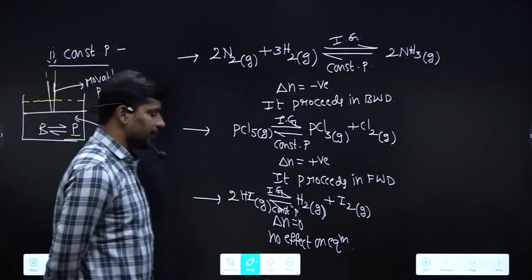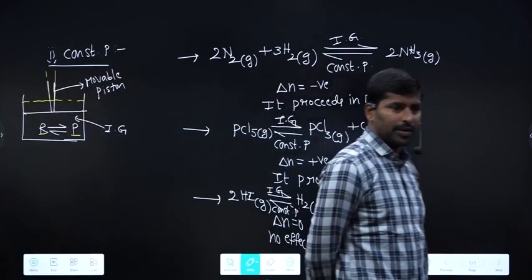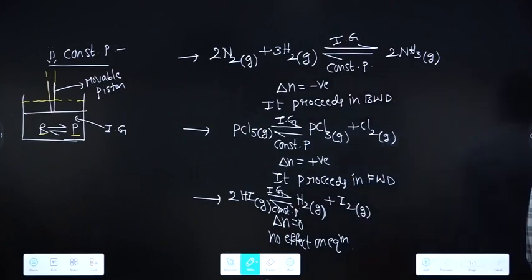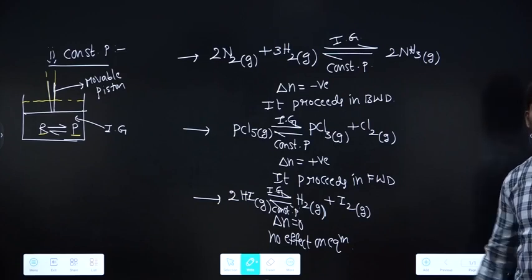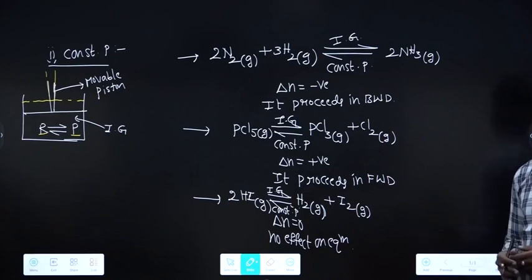So this is reverse to the effect of pressure, and you remember in the case of pressure it proceeds in the direction where number of moles decreases. In the case of addition of inert gas at constant pressure, it proceeds in the direction where number of moles increases.